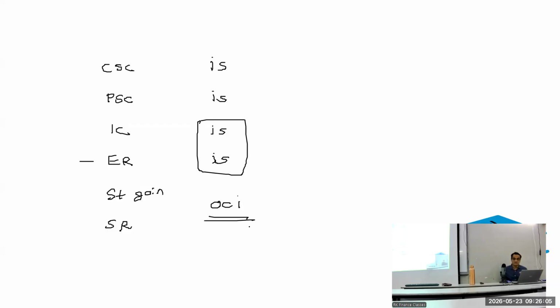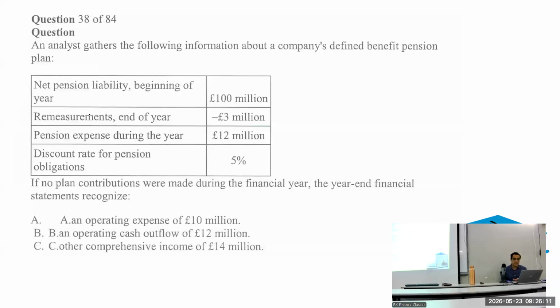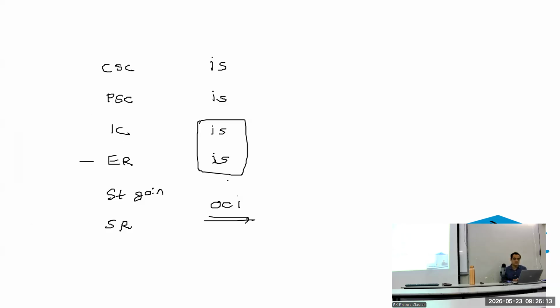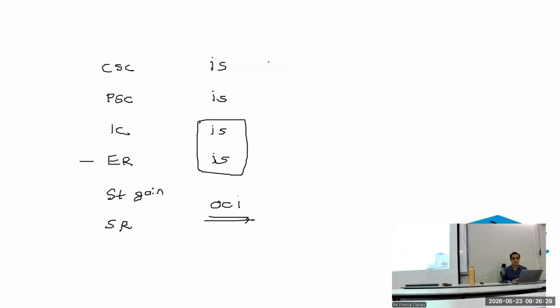ये वाला important था. ये जो remeasurement वाला जो दिया था, remeasurement of -3. I believe this is going to be part of the OCI. So this is not going to be counted over here. And the total of this was called the pension expense. All of them go in the income statement, and that was given to be 12. Okay, pension expense, all of this was given to be 12.